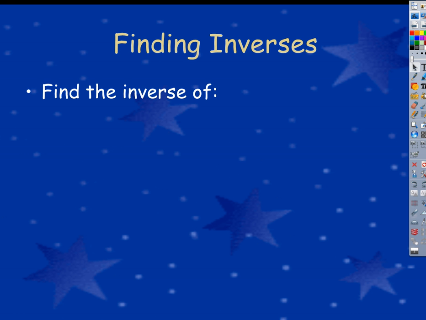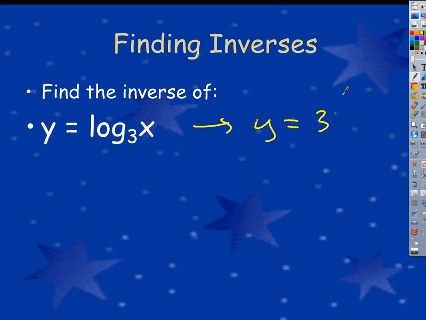So find the inverse of that for me, please. How would we do that? We really just know the answer. Just tell me the answer first without even thinking about it. 3 to the x, right? The inverse of a base 3 logarithm must be a base 3 exponential. So we know the answer right away. It's going to be y equals 3 to the x.